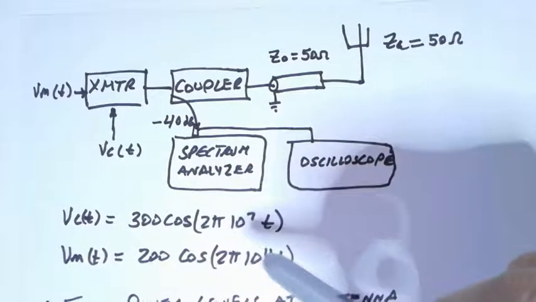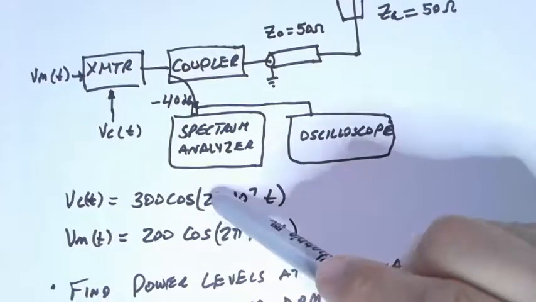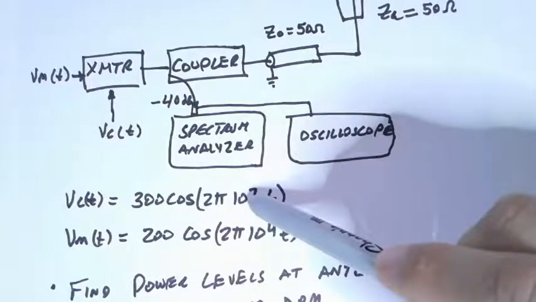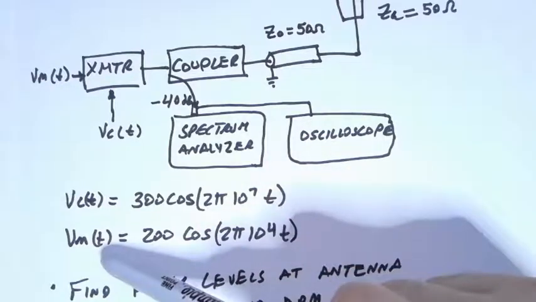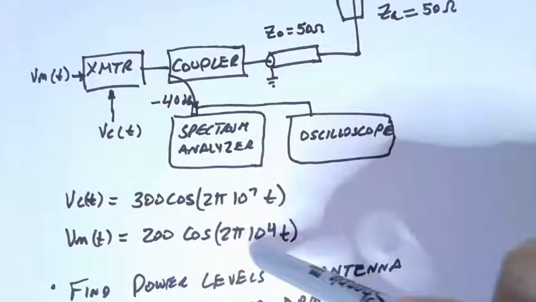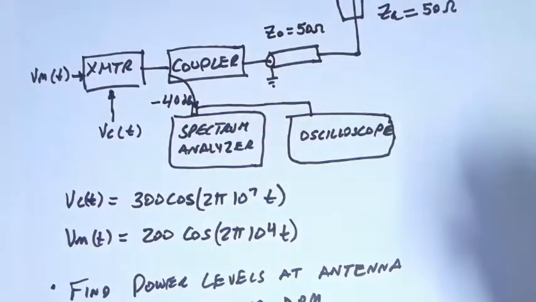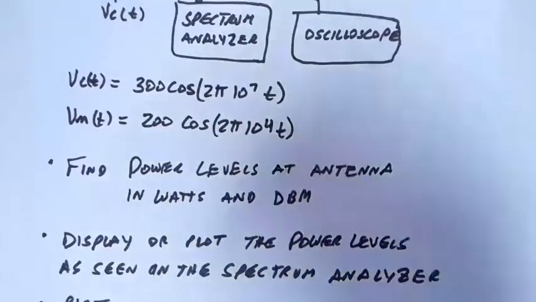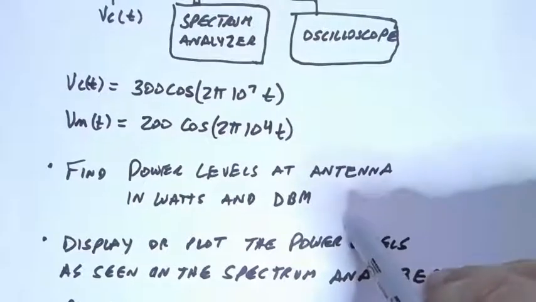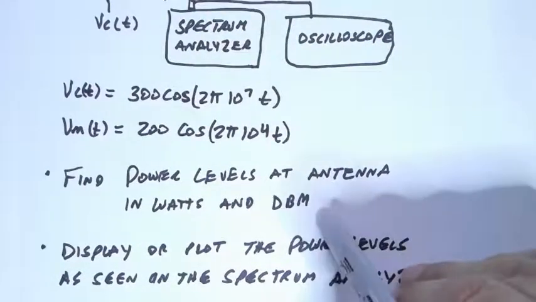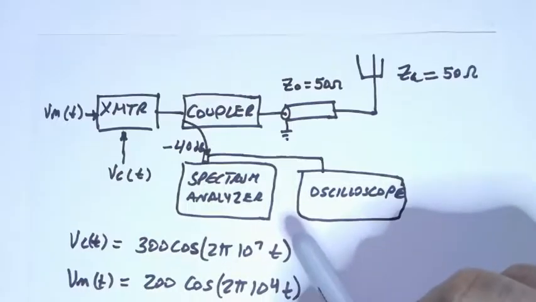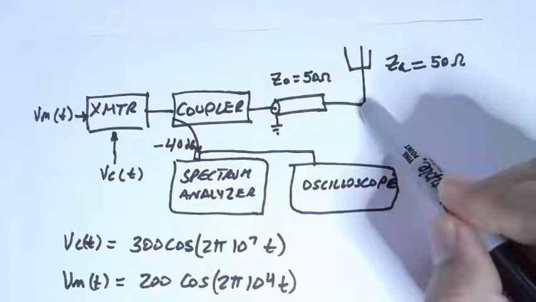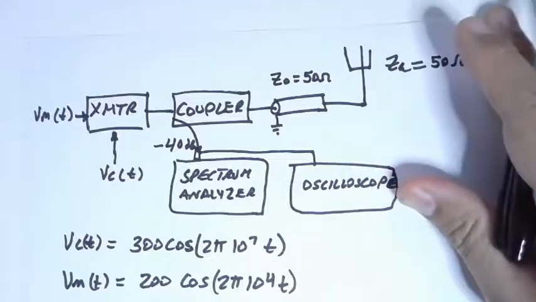Then we're given a carrier signal with some amplitude and some frequency, a modulating signal with some amplitude and some frequency, and we are asked to find the power levels at the antenna in watts and dBm. Okay, at this point, so that will be the full power.